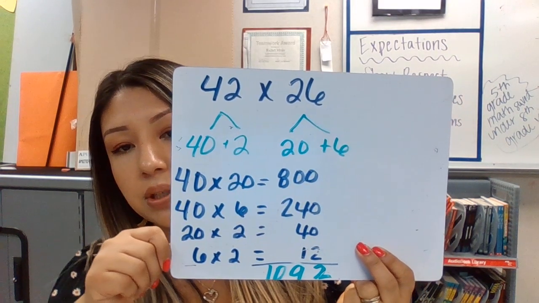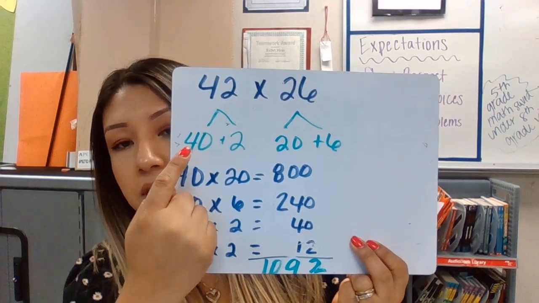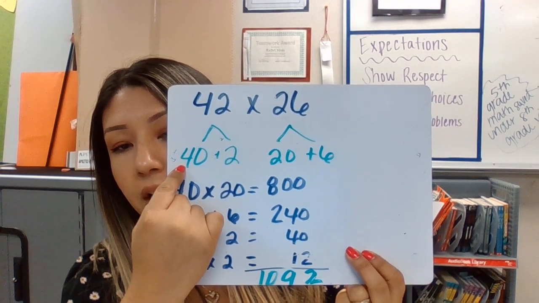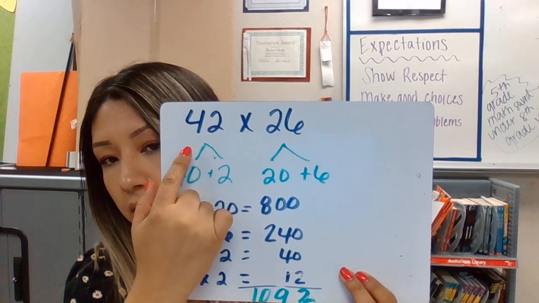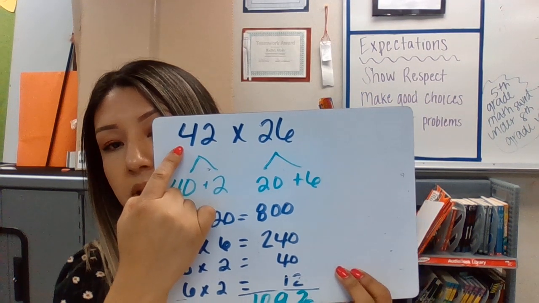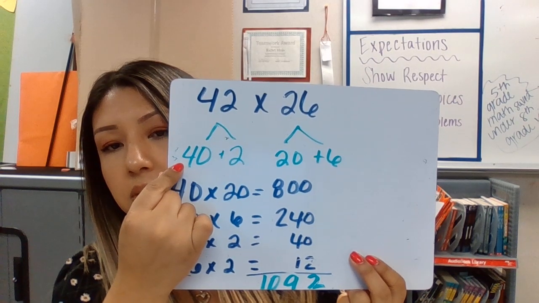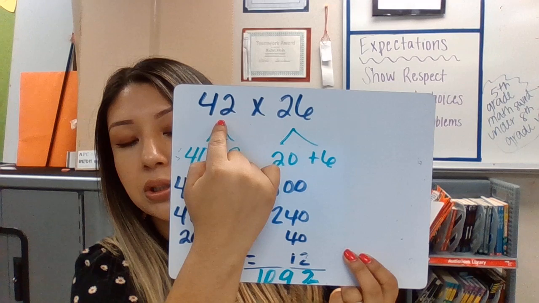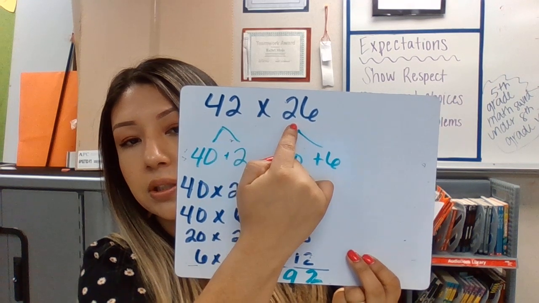We're going to use one of the ways we learned last week, which is breaking down the numbers into smaller numbers. So we have 40 plus 2. The reason I have 40 is because we have the number 4 in the tens place, so that means we have 4 tens, which gives us 40, and then we have 2 ones. So 40 plus 2 gives us 42 times 26, right?